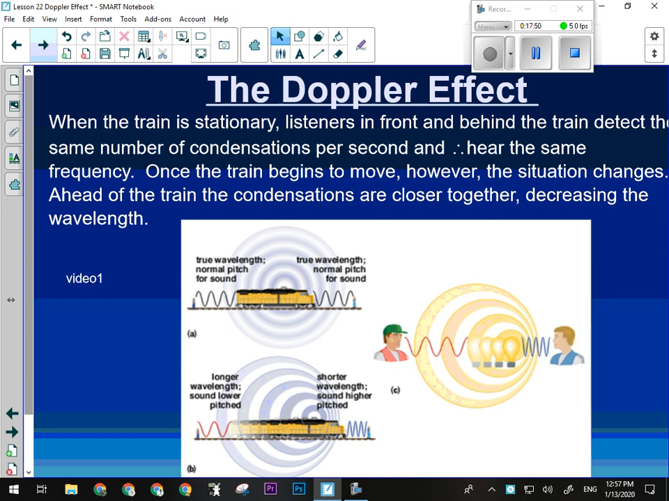So, everyone kind of follow me on that? But it would also work for light. Now, the fact that the Doppler effect does happen for light is why we know that the universe is expanding.